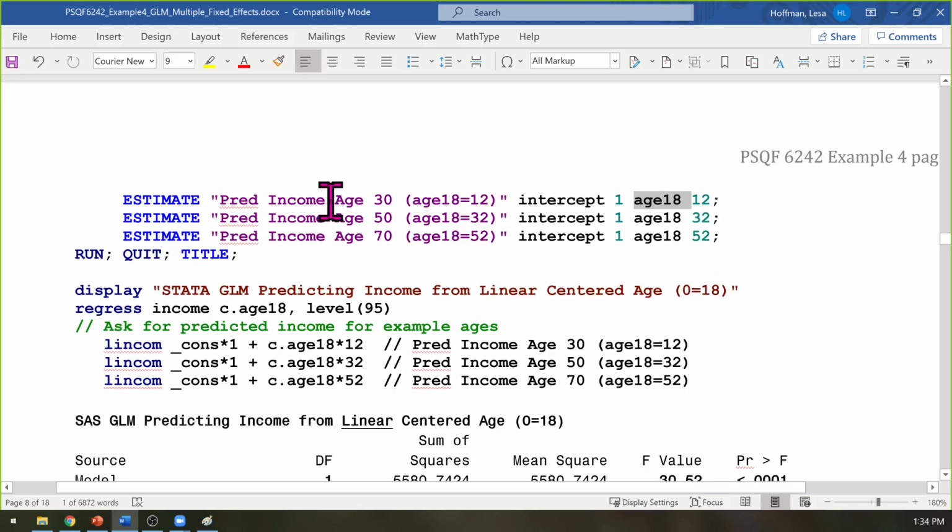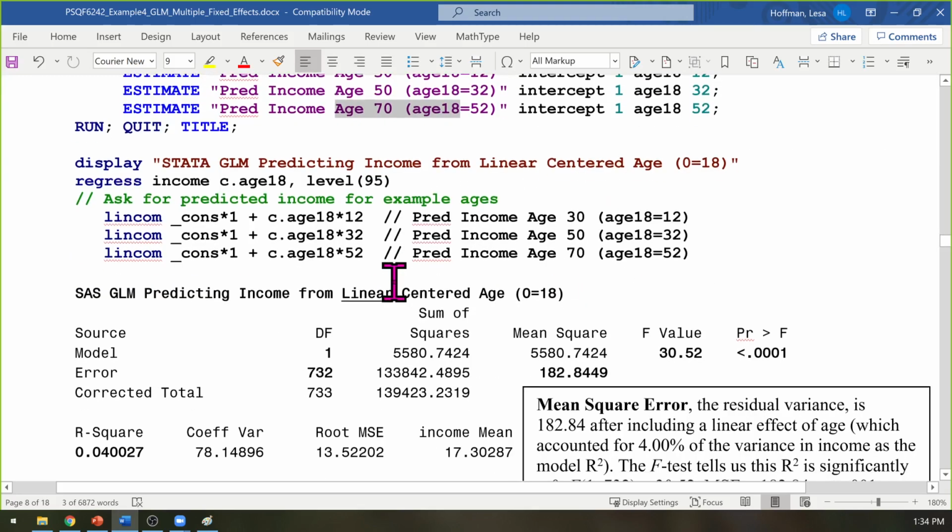Why 12? The answer is right here, because I've centered it at age 18, so to get what it would be for a 30-year-old, I need 12 more than 18. Likewise, I asked for predicted income at age 50 and predicted income at age 70. So just pick some values to use as examples here.